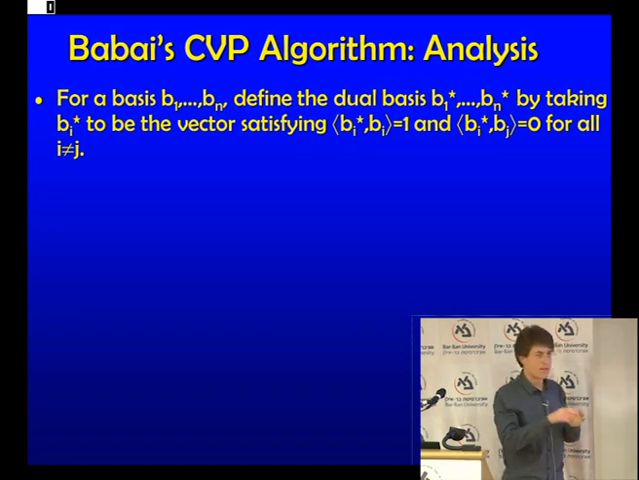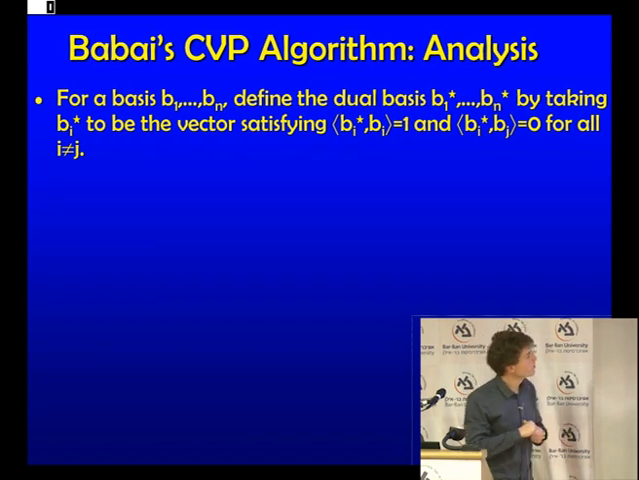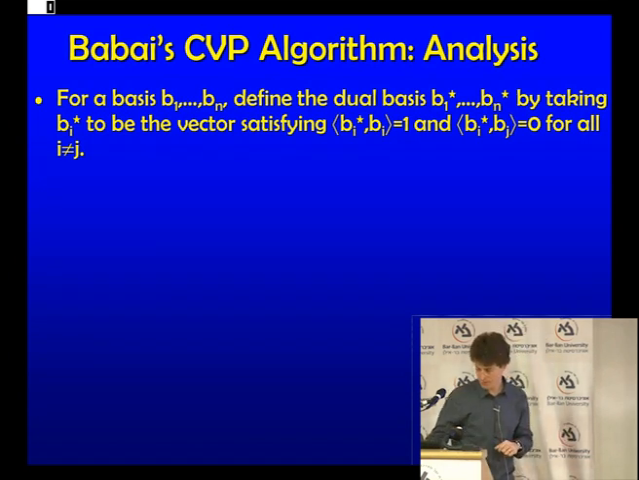If we take the inverse, then the rows and the columns satisfy these inner product constraints. And take the transpose, so again the columns versus the columns satisfy the inner product constraints. It's easy to check. Anyway, why am I saying that? Because now we have this nice notion called the dual basis, and let's see how this helps us analyze the algorithm.